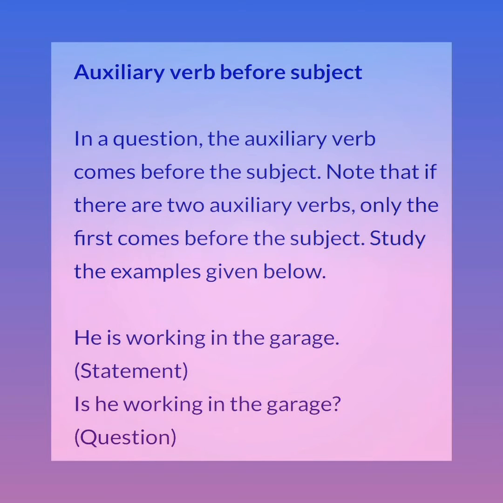Auxiliary verb before subject. In a question, the auxiliary verb comes before the subject. Note that if there are two auxiliary verbs, only the first comes before the subject. Study the examples given below. He is working in the garage. This is a statement, so we have to change it. How to make a question? Is he working in the garage? This is the question. So you have to change 1 2 into 2 1 form.